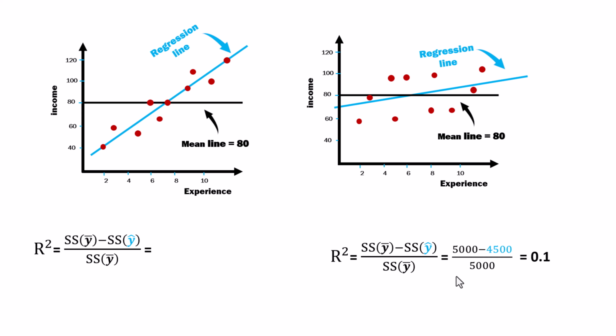Scenario B, our first example. R squared is equal to 0.91, meaning 91% of the variation in income is explained by the years of experience. This is a very strong, reliable model.